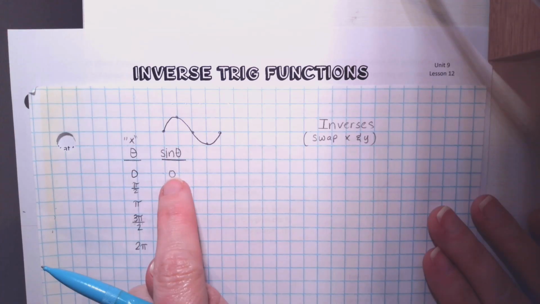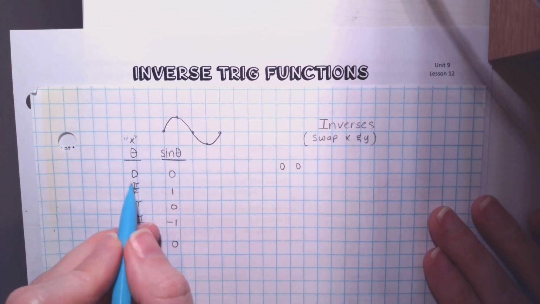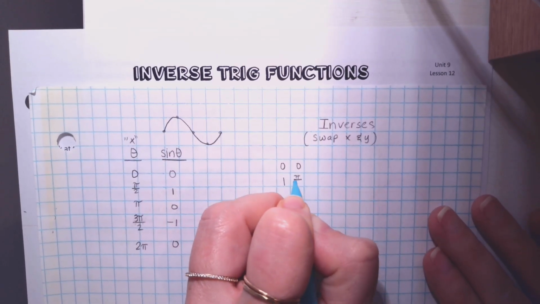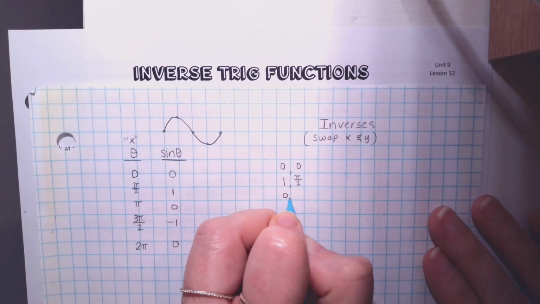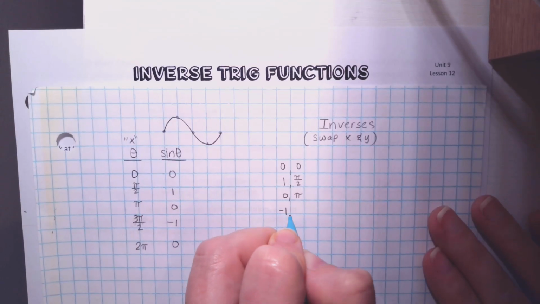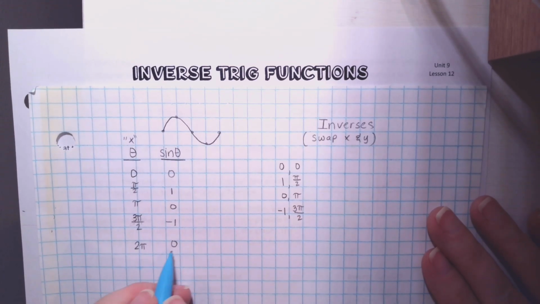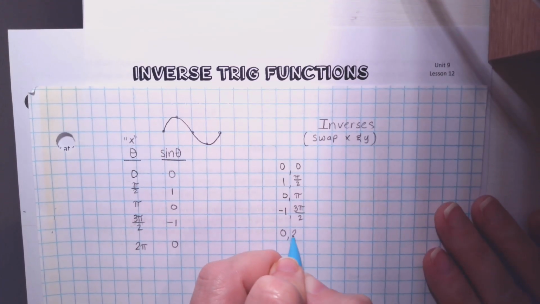So if the original was 0, 0, the inverse will have 0, 0. If the original was pi over 2, 1, the inverse would be 1 and then pi over 2. If we had pi, 0, the inverse would be 0, pi. And then 3 pi over 2, -1, so that's -1, 3 pi over 2. And then lastly, 2 pi, 0 would turn into 0, 2 pi on the inverse.